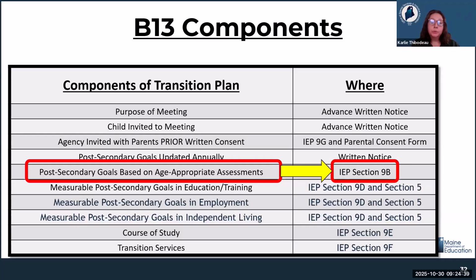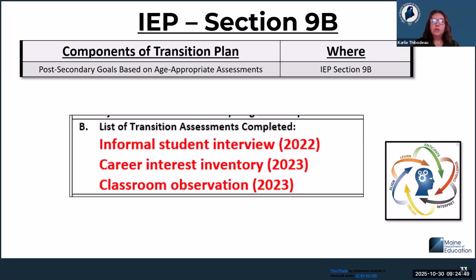Okay, next we're going to talk about section 9B of the transition plan. This is where you list those transition assessments for the student. So 9B compliant would be listing those assessments that have been completed with the student. Best practice is to include the year that they were completed. However, that is not necessary. Compliance is just having those listed.